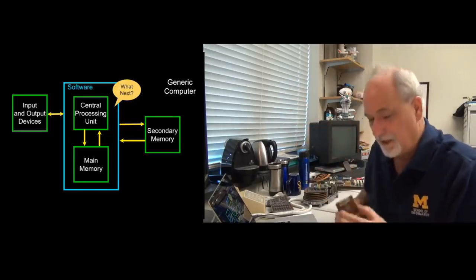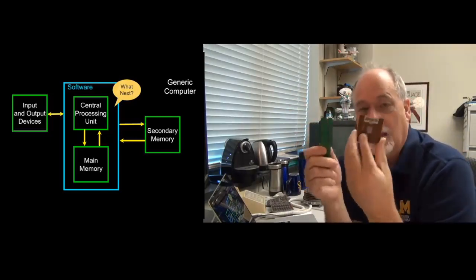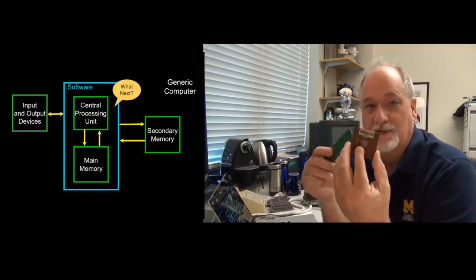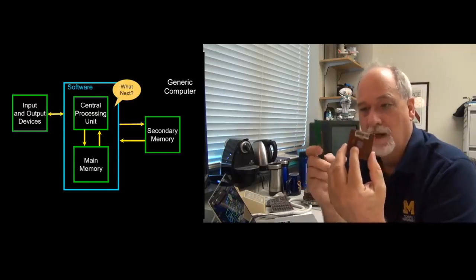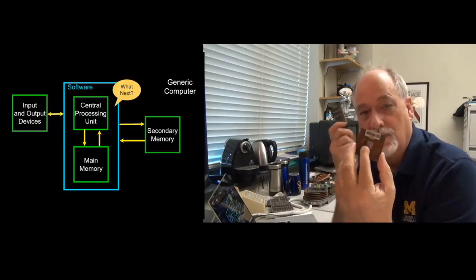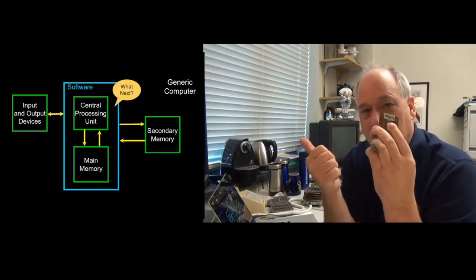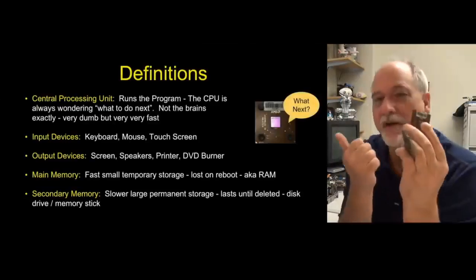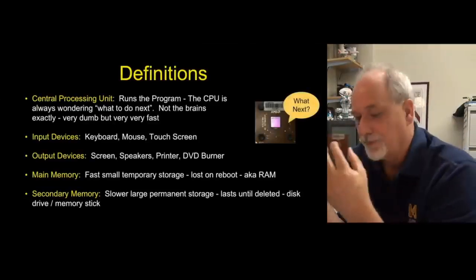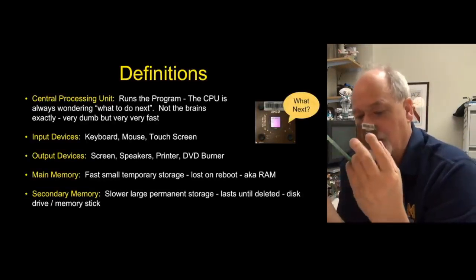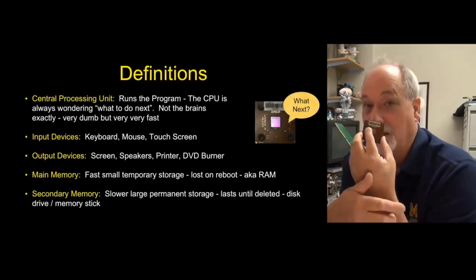But at the end of the day, inside it is a highly sophisticated piece of circuitry that asks for instructions one at a time, and main memory that holds the instructions and feeds them. Okay? Central processor does the thinking. It runs the program. It's asking what's next. It's not really smart, but it's really fast.